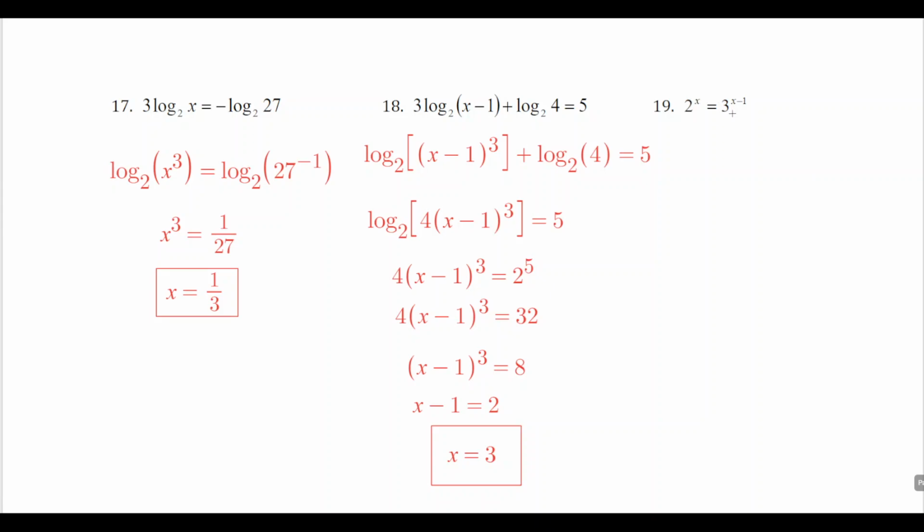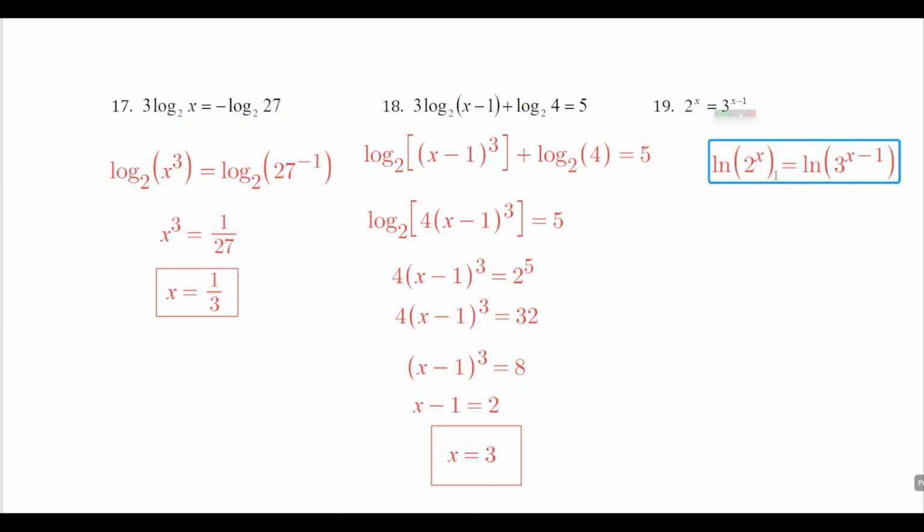Now with number 19, you might notice that the bases are different. We've got a base of 2 and a base of 3. So the strategy I like to use here is just take the natural log of both sides and then apply the power property to move those exponents down to be coefficients. So we got the natural log of 2 to the x equals the natural log, and you really could use any base you want. I just tend to use natural log because it takes fewer keystrokes here.